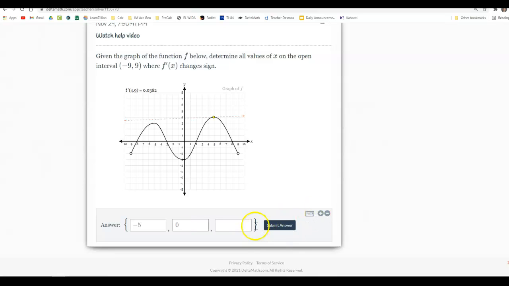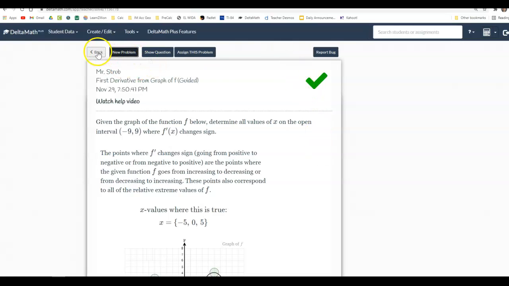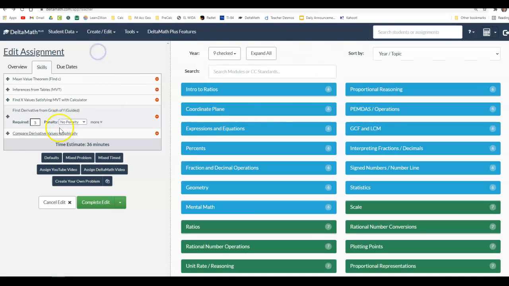So just wanted to show you that quick to show you how to navigate through, because sometimes that's the hard part about working through Delta Math, is figuring out what they want. All right, so the rest of your time is to finish this assignment.